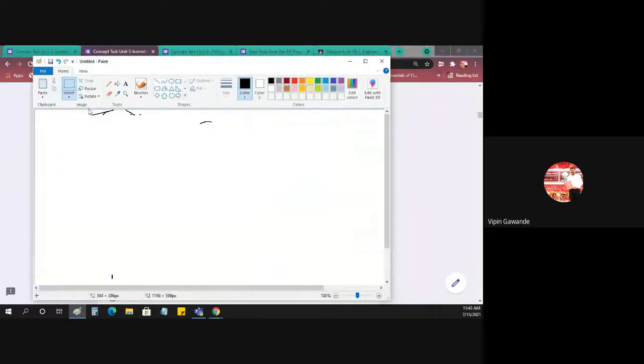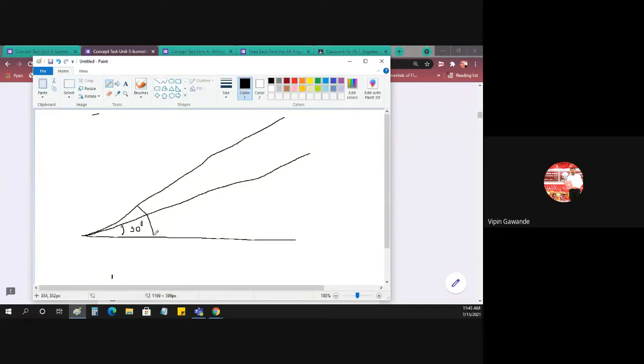For drawing the isometric scale, first we take a horizontal line. Then we take a 30-degree angle first, and after that the 45-degree angle. So the first angle is 30 degrees, the second angle is 45 degrees. This is our origin.